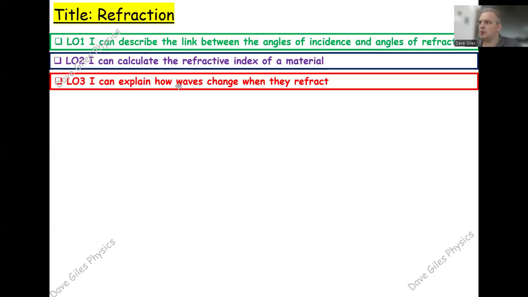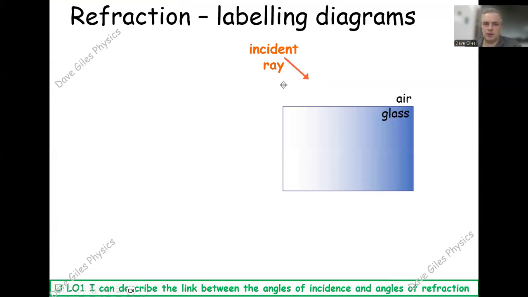So, first objective is describe a link between angles of incidence and angles of refraction, calculate the refractive index of a material, and explain how waves change when they refract. So, let's get into refraction.